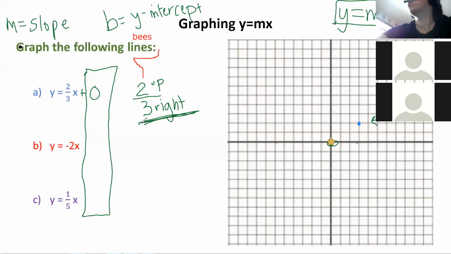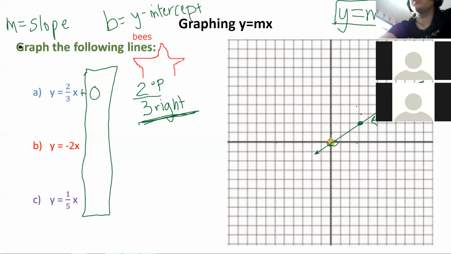What could make us go down? A negative? A negative. Good job. Very good. So this person went up 2 and then right 3, and then they put a dot. And then you could do it again, up 2, right 3, and put a dot. And then you draw your line. Very good, guys.